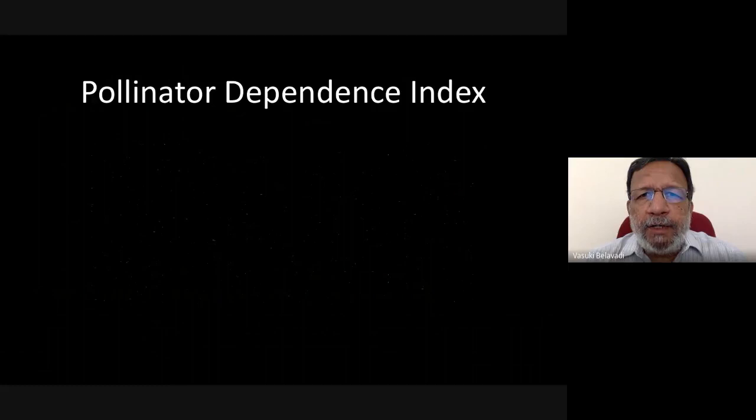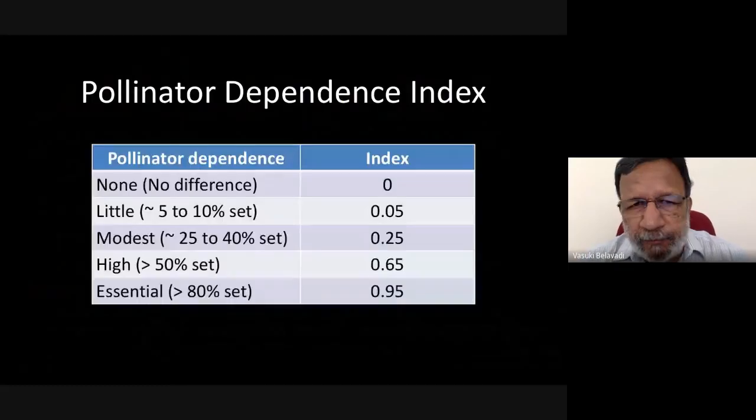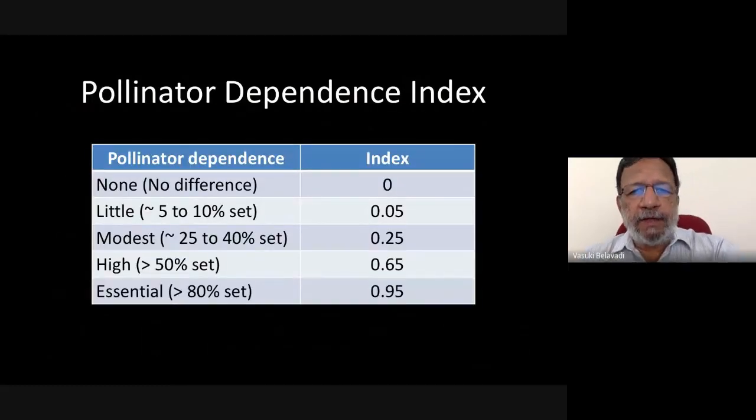So the pollinator dependency index has been worked out in general by the FAO, the Food and Agriculture Organization. If there is no difference whether the pollinator is there or not, then the index is zero. That means for cereals which do not depend on pollinators, whether the pollinator is there or not doesn't make any difference. And if it is very little, then it is 0.05.